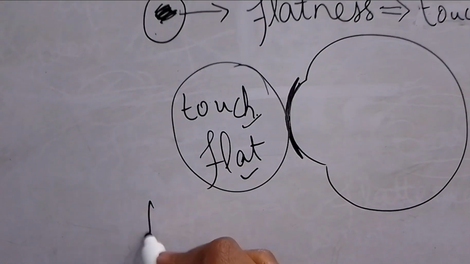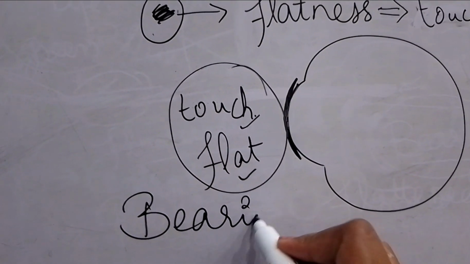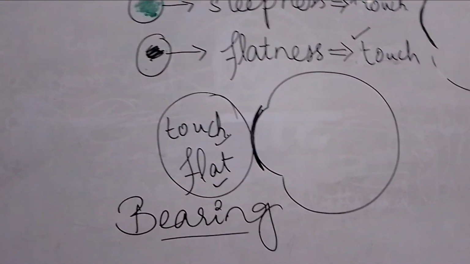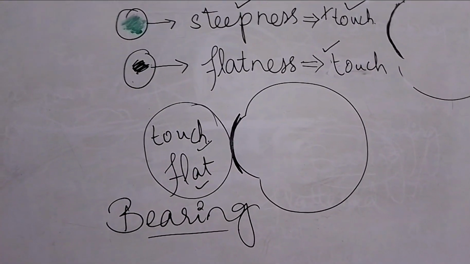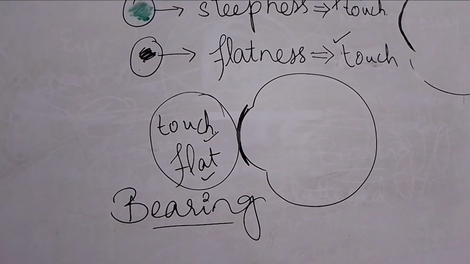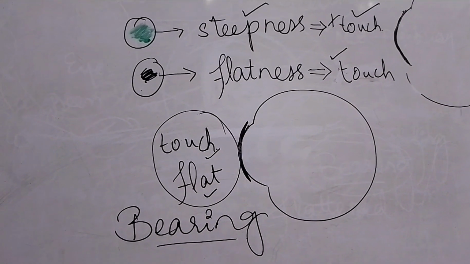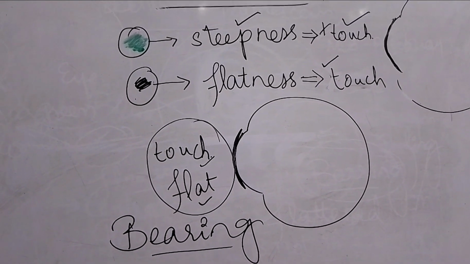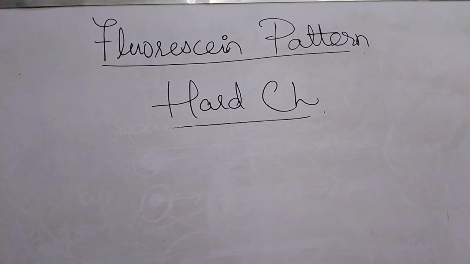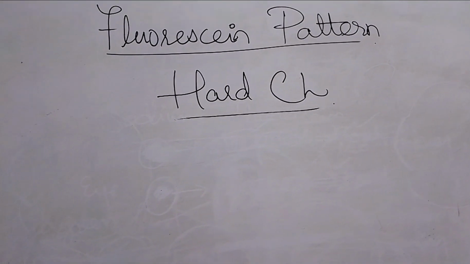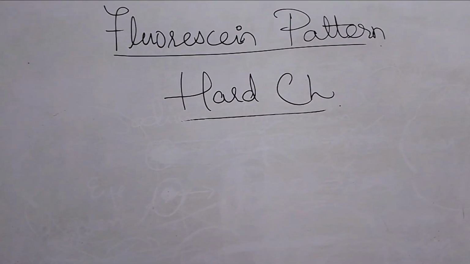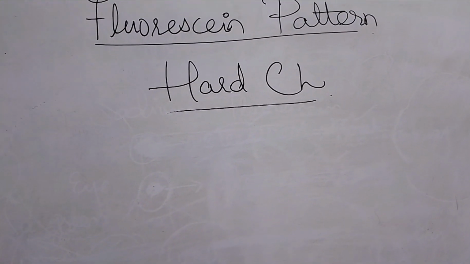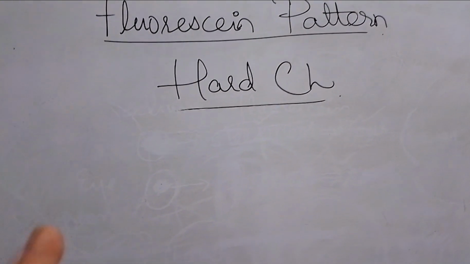And another term I have told you for the flat is bearing. So whenever you are going to see blackness in the contact lens fitting, you are going to know that this is the bearing, and bearing is due to the flatness, right? So I hope this concept is now clear related to the steepness and flatness now. So I have given you the basic concept of the steepness and flatness and about pooling and bearing that was needed for the fluorescein pattern assessment for the fitting of hard contact lens, right?